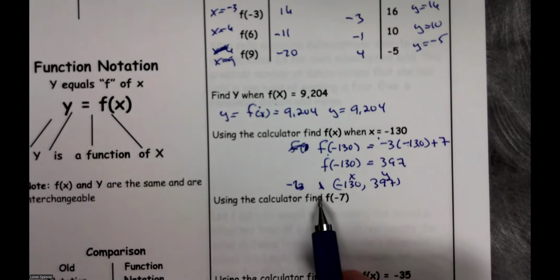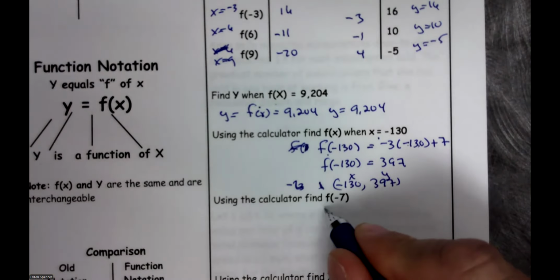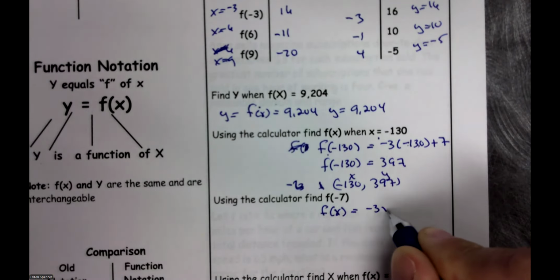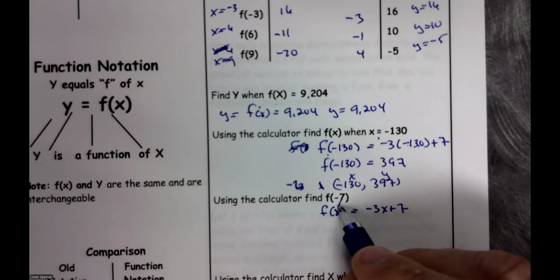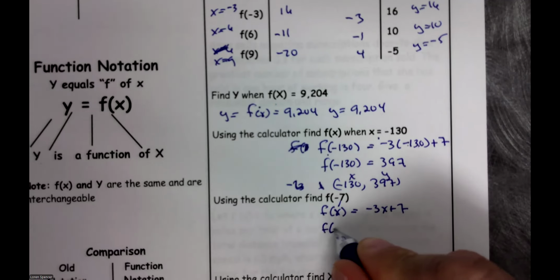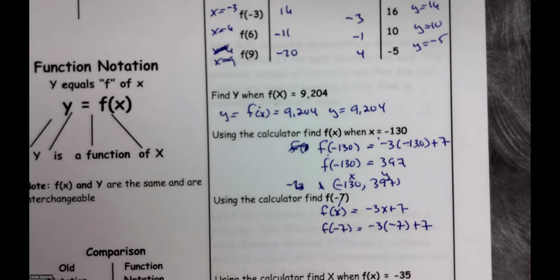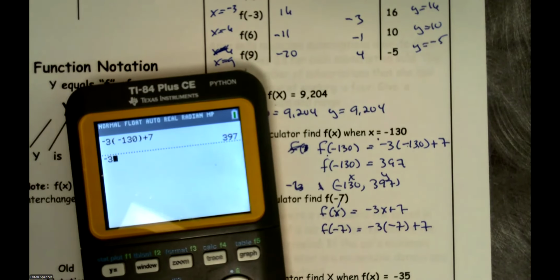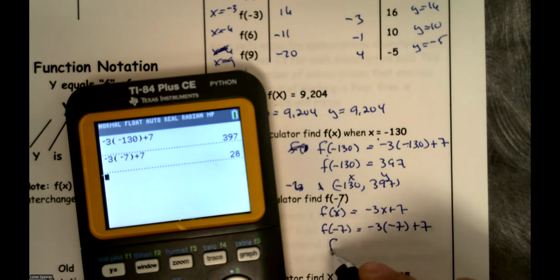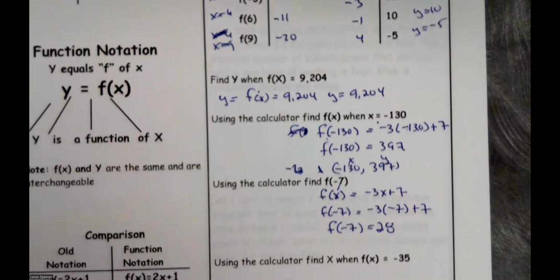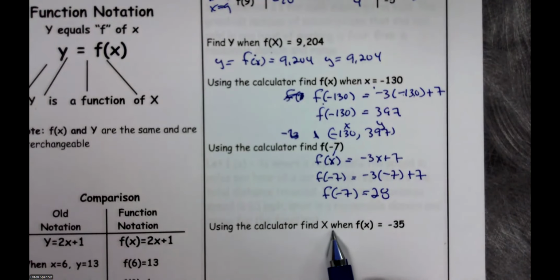All right, using the calculator, do the same thing for f of -7. Well, we already know that f of X equals -3x plus 7. And they're just saying plug in -7 for the x's. So this would be f of -7 equals -3 times -7 plus 7. So -3 parenthesis -7 plus 7. So that gives us 28. So f of -7 equals 28.